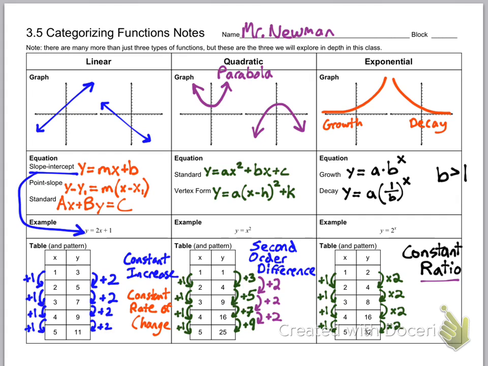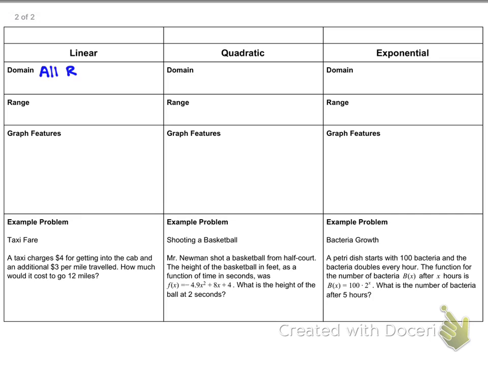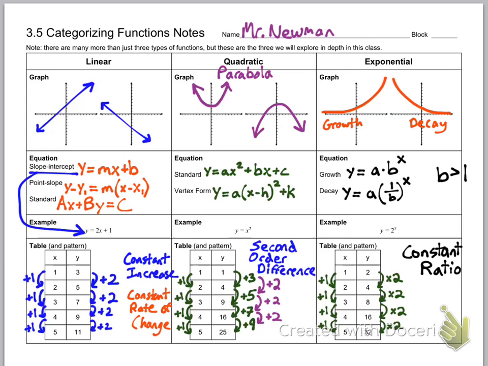So this, we call it a constant ratio, because the word ratio means a fraction, a division problem. So if you divide 4 divided by 2, you'll get the same thing as if you divide 32 divided by 16. Both of those are equal to 2. All right.